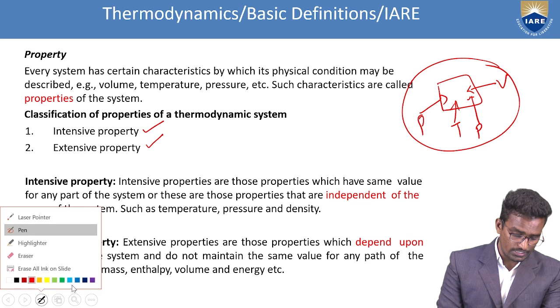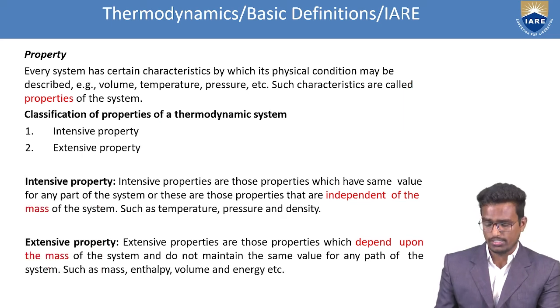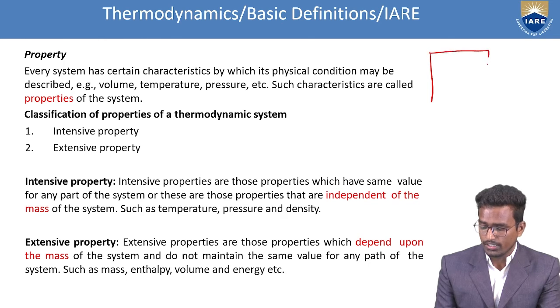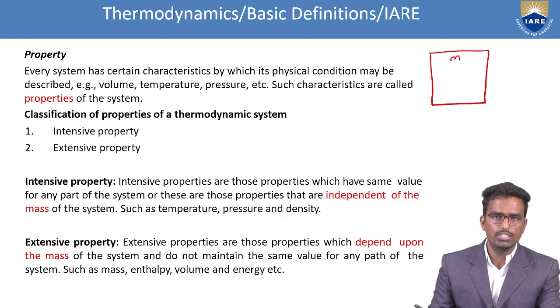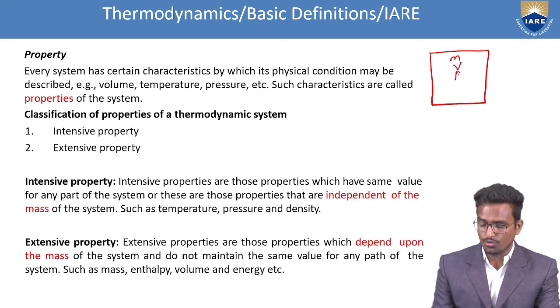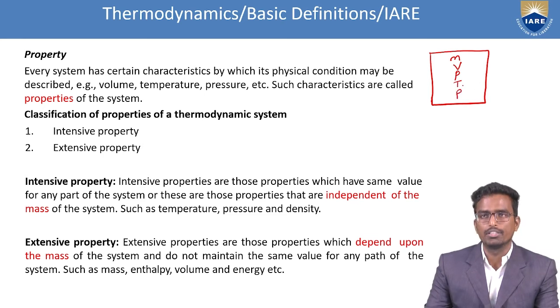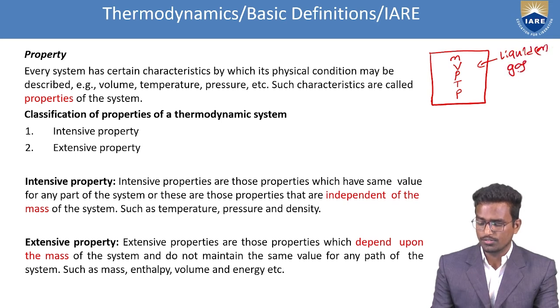I'll give an example to make intensive and extensive properties easy to understand. I take a container. The container has some gas inside, which has a mass m and a volume v, a density rho, a temperature T, and a pressure P. So there is some system. For example, take any liquid or gas having mass m, volume v, pressure P, temperature T, and density rho.